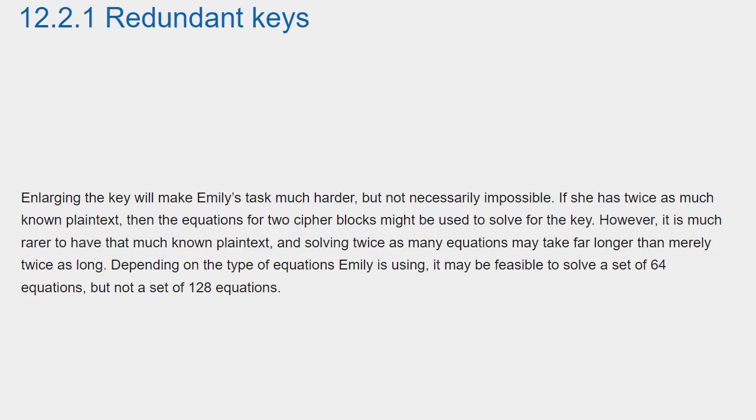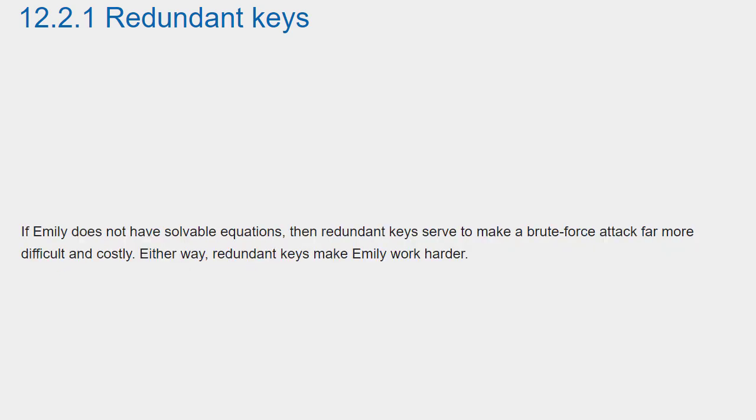If she has twice as much known plaintext, then the equations for 2 cipher blocks might be used to solve for the key. However, it is much rarer to have that much known plaintext, and solving twice as many equations may take far longer than merely twice as long. Depending on the type of equations Emily is using, it may be feasible to solve a set of 64 equations, but not a set of 128 equations. If Emily does not have solvable equations, then redundant keys serve to make a brute force attack far more difficult and costly. Either way, redundant keys make Emily work harder.